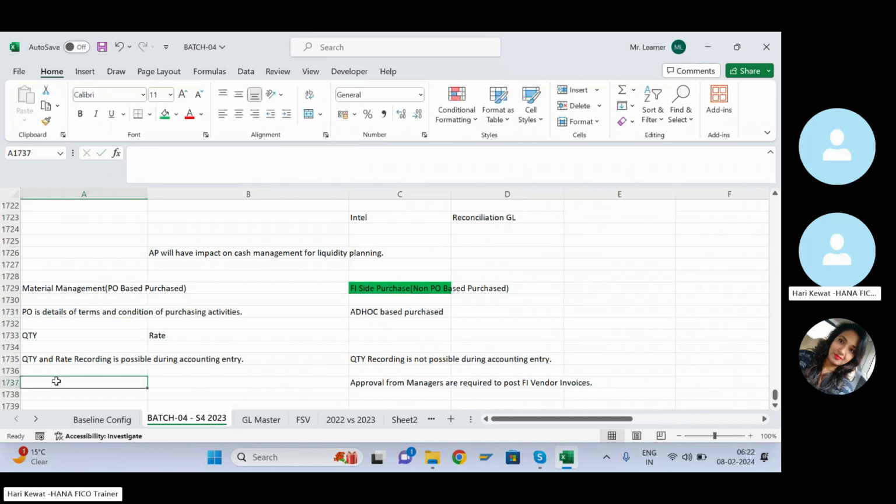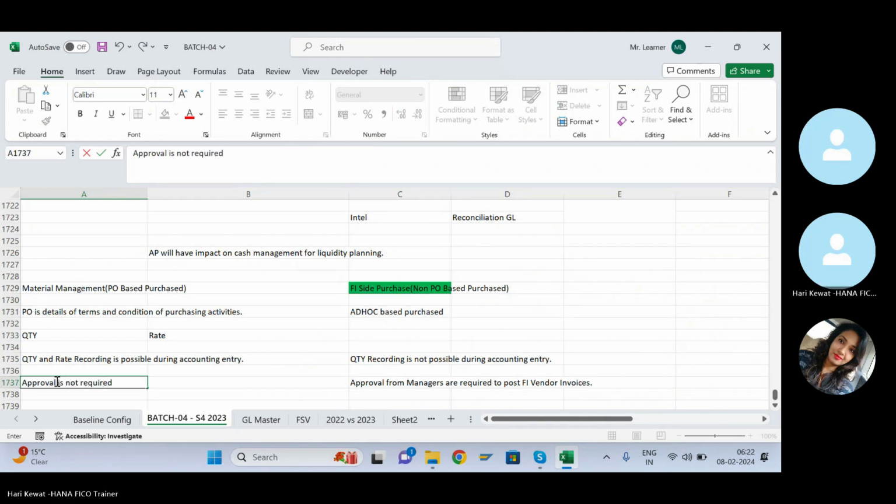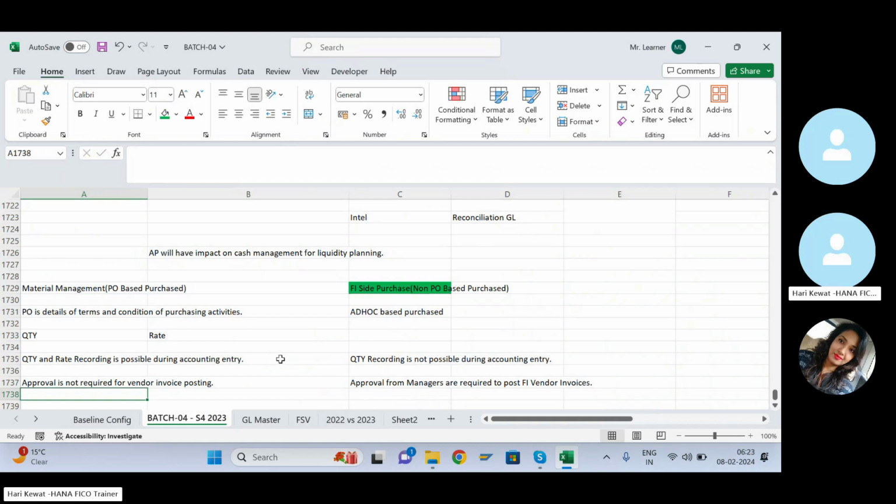So during the invoice posting time, approval is not required for vendor invoice posting. Vendor invoice posting. Okay. So you have to know these are the basic business processes.